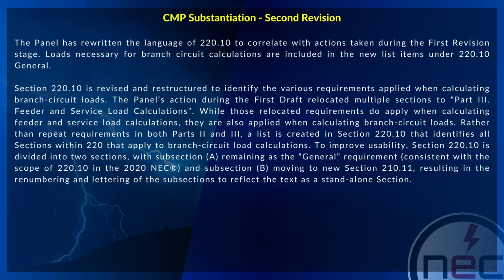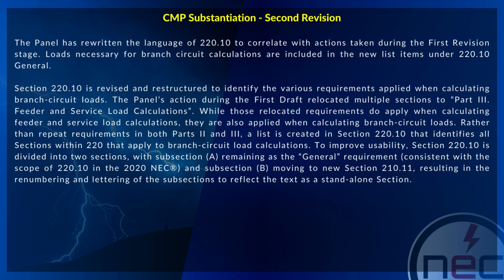The panel has rewritten the language of 220.10 to correlate with actions taken during the first revision stage. Loads necessary for branch circuit calculations are included in the new list items under 220.10 General. Section 220.10 is revised and restructured to identify the various requirements applied when calculating branch circuit loads. The panel's action during the first draft relocated multiple sections to Part 3, feeder and service load calculations.